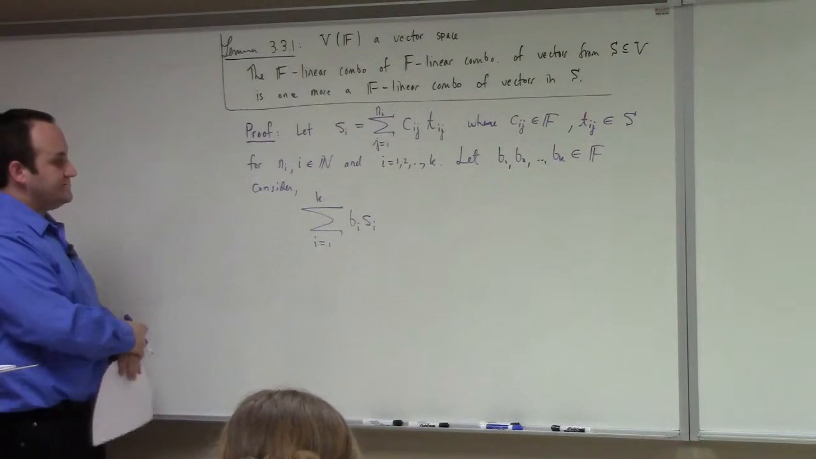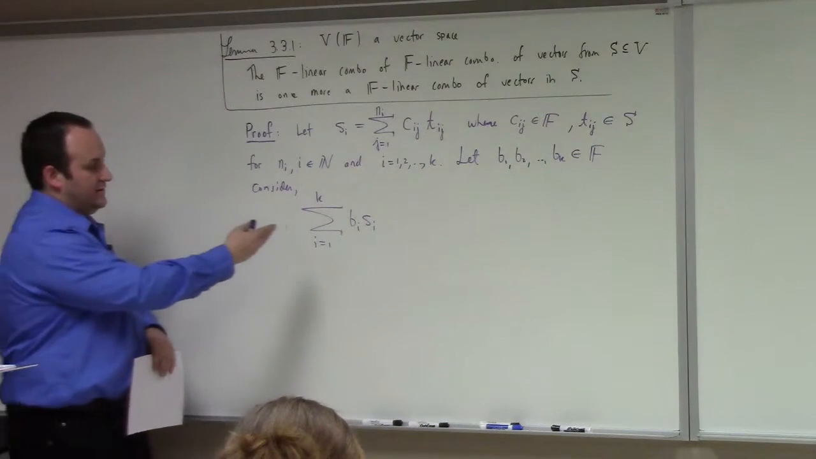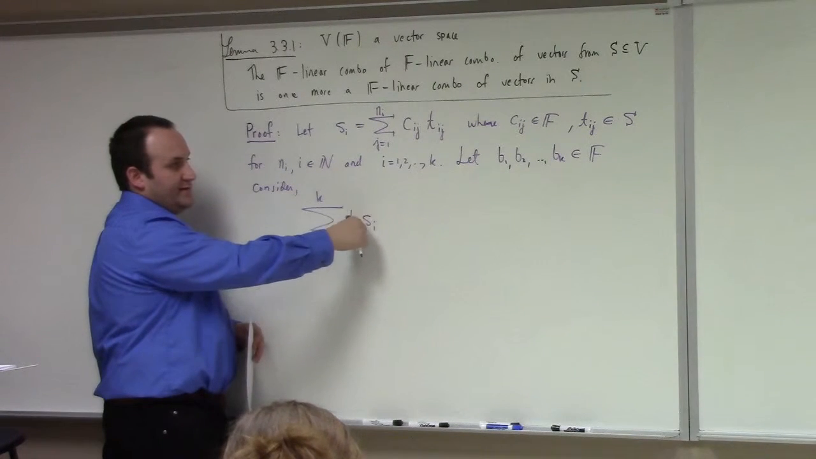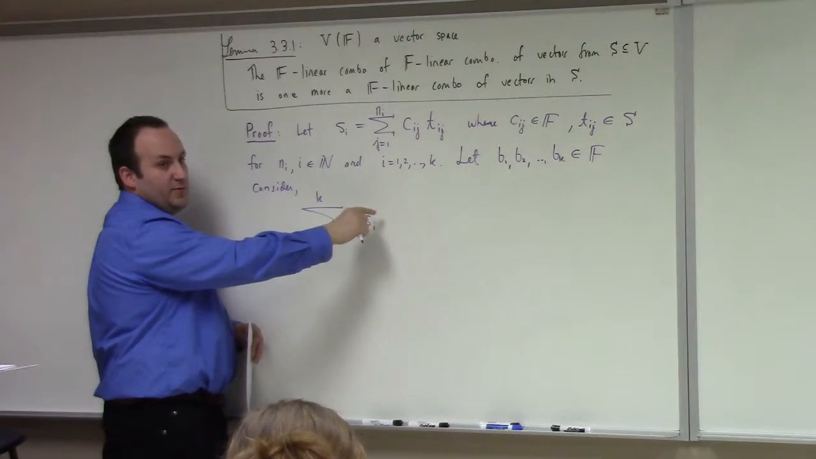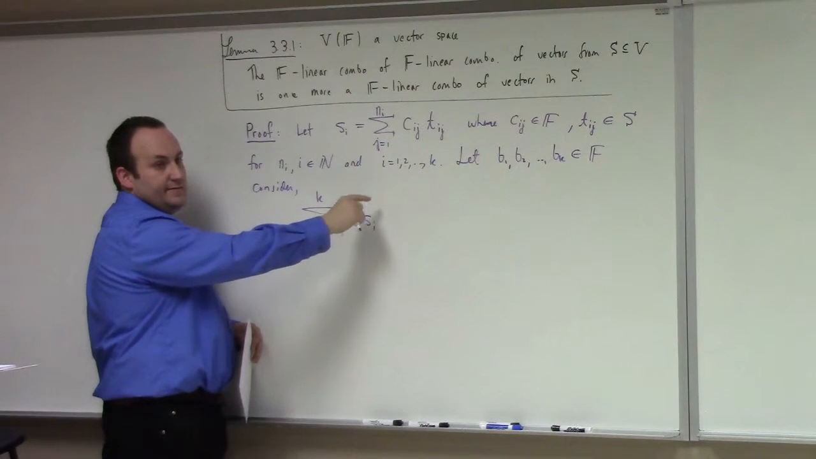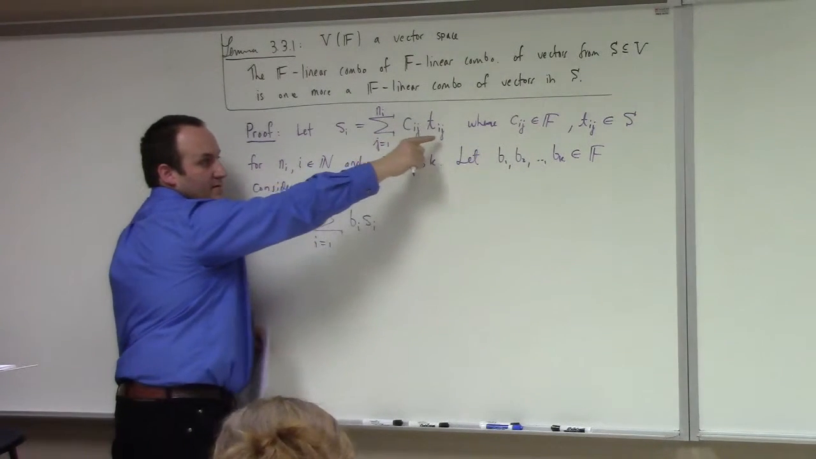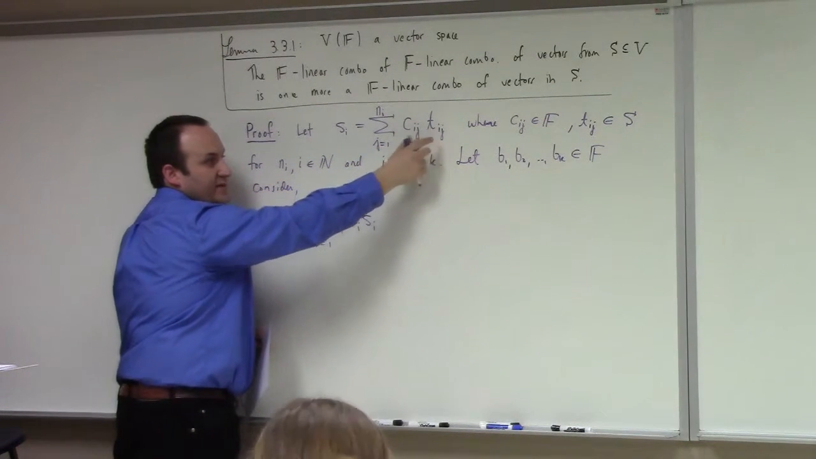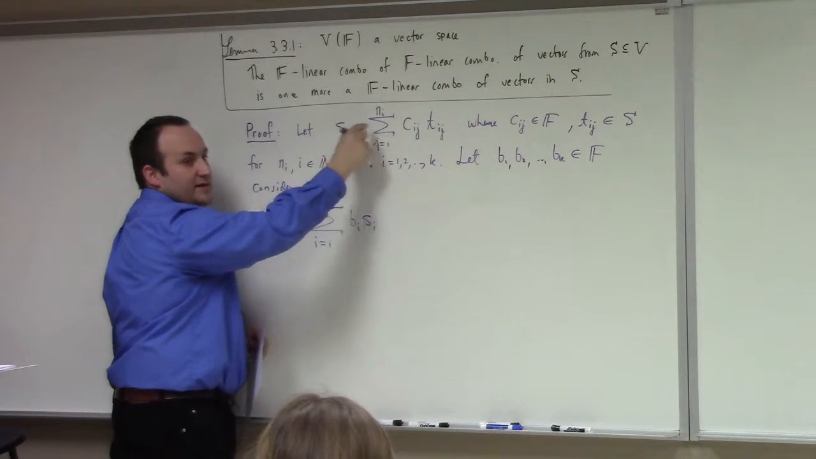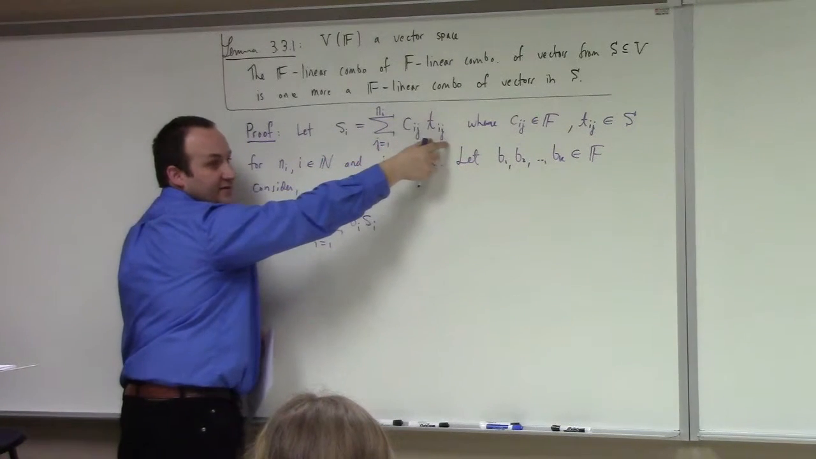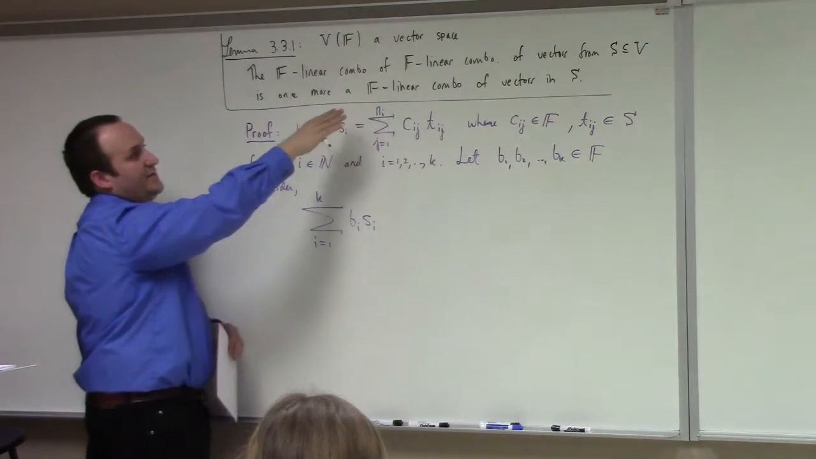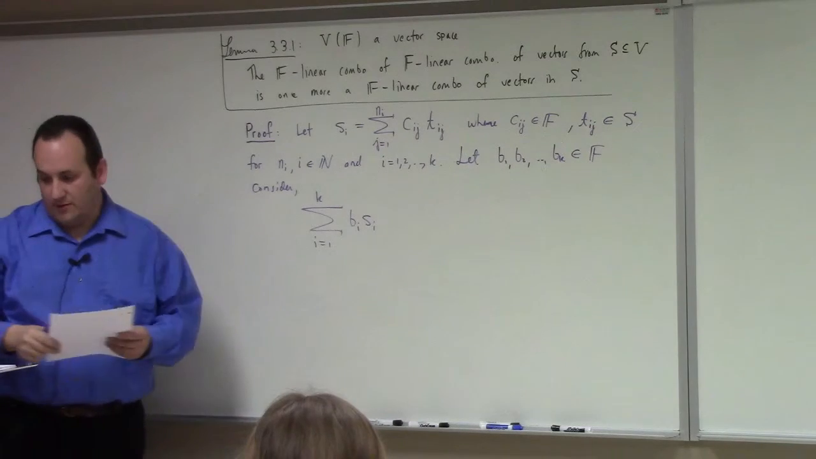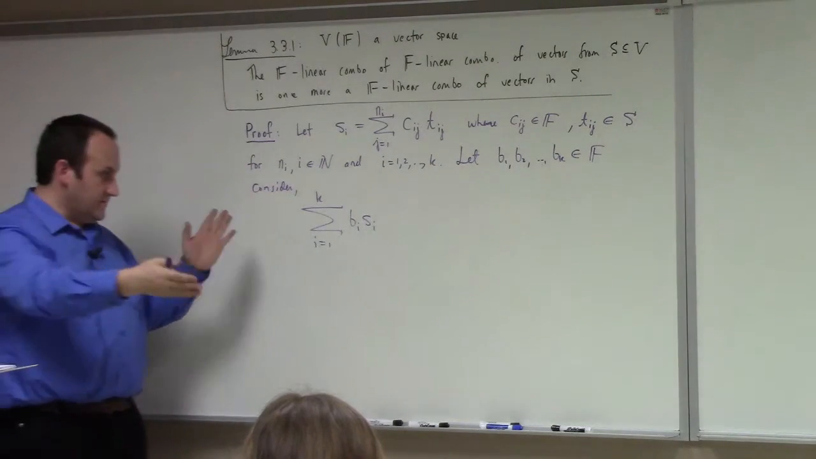So what is that? Why am I doing this? I'm looking at an F linear combination of these s_i's. How have I formed the s_i's? They're an F-weighted sum of vectors from S. In other words, each s_i is a linear combination of vectors in S, right? So I'm looking at exactly what I'm supposed to look at, a linear combination of F linear combinations. Now all I do is just write it out.